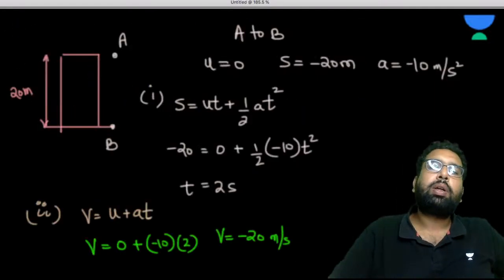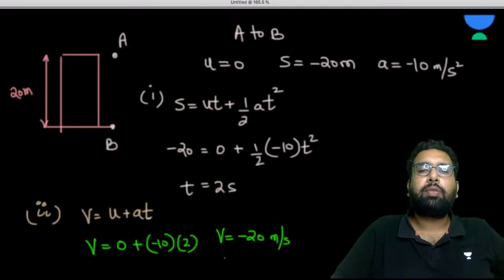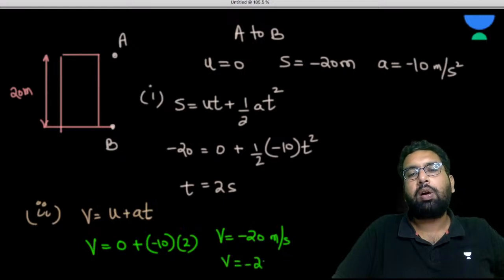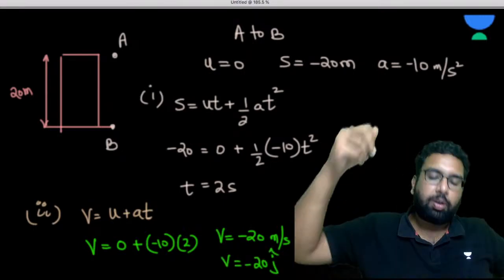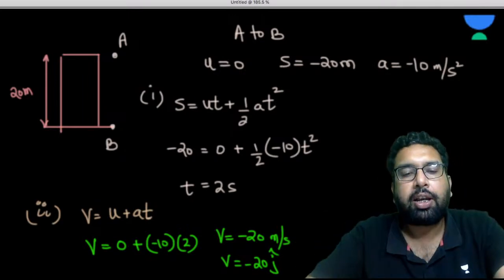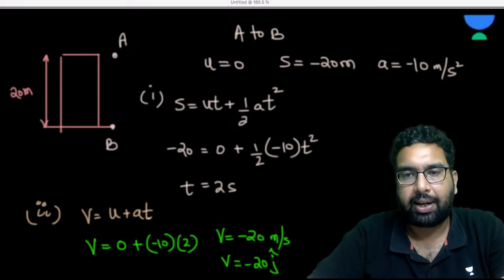So we are asking about the speed. Basically, what is the velocity? Velocity is minus 20 j cap, right? J cap is what? J cap is the unit vector in the y direction.